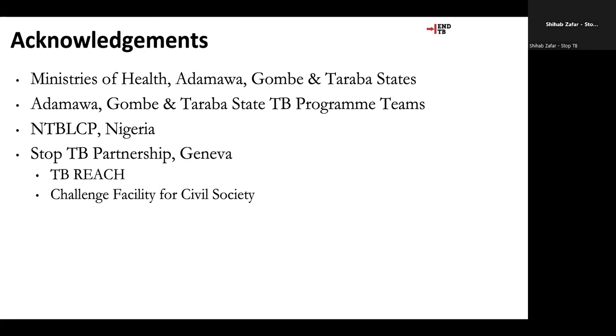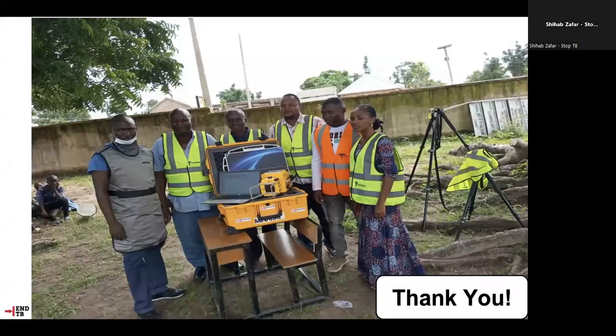Then I can say enough thank you to Stop TB Partnership in Geneva. I don't know what to say to them, because where we feel we are tired, they make sure that they motivate us. They make sure that we keep going, and we have continued to go. And we have seen today the result of what we have done. As I speak now, the screening has reached almost over 8,000. But the analysis here is just for those 6 months where we had close to 6,000. So TB REACH, Challenge Facility for Civil Society, thank you so much for what you're doing. And we'll continue to do our best to make sure we end TB. Thank you, and over to you, Zhijian.